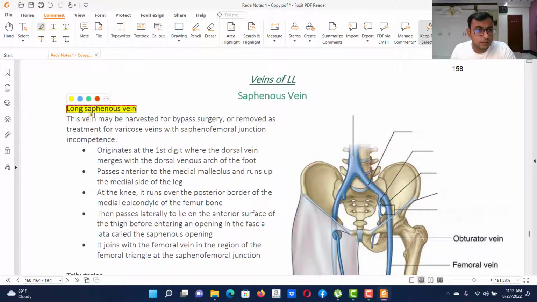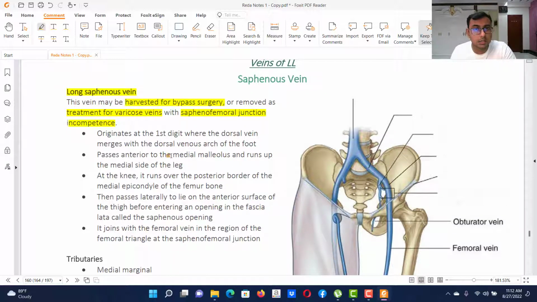So the long saphenous vein is harvested for bypass surgery and removed as a treatment of varicose veins. If a varicose vein occurs, then the superficial vein is stripped off, and the saphenofemoral junction, if incompetent, in that case the abnormal tortuous dilatation of the superficial venous plexus of the lower limb is called a varicose vein. So there is a valve-related problem of the superficial veins. In that case, the affected veins must be stripped off to relieve the problem.